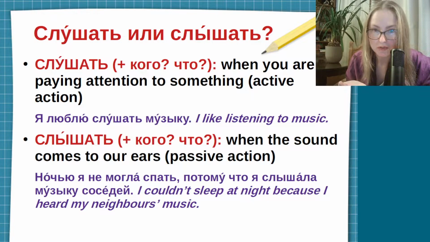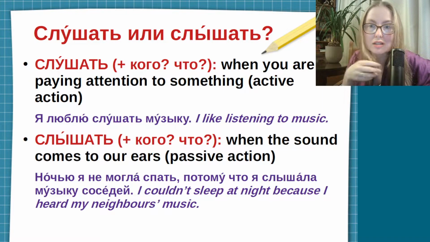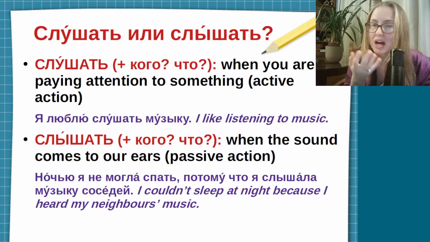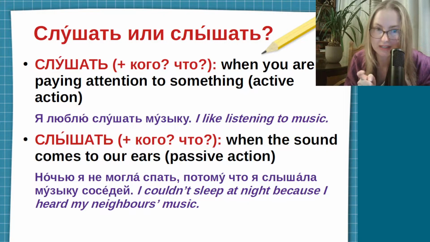So, an example of this verb's usage: я люблю слушать музыку. I like listening to music. Я люблю слушать музыку, because of course I like listening to music, and music is something which I listen to with a special purpose. So of course it's an active action. That's why we should use here the verb слушать.